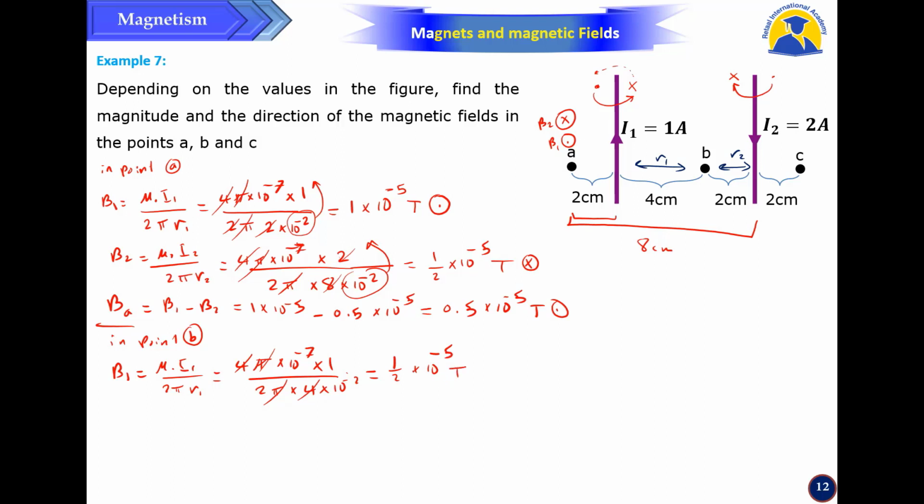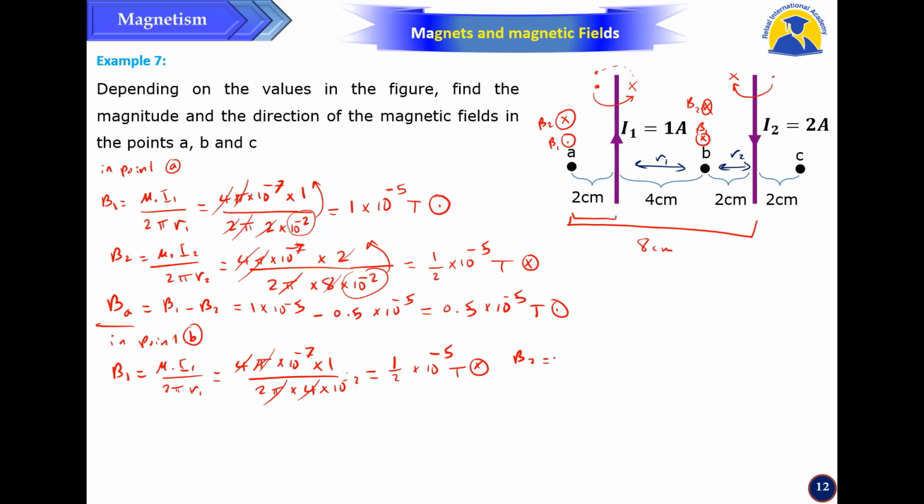Now let's determine the direction. The direction of magnetic field from B1 is X. From B2 is X. So both have the same direction.